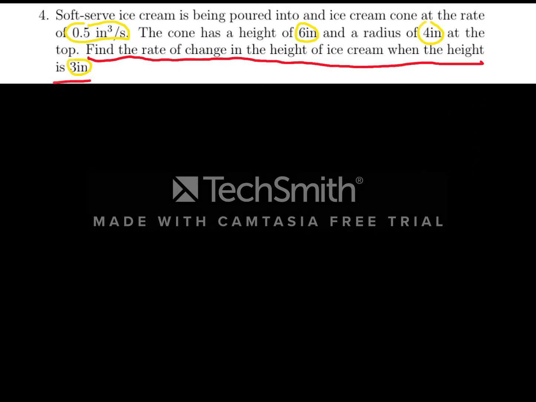And boxing our math terms, it's being poured. So coming in at a rate, so that's a derivative. The cone has a height of 6 inches, so that's going to give us a variable, and a radius of 4 inches, and we want to know the rate of change of the height. So that's another derivative.